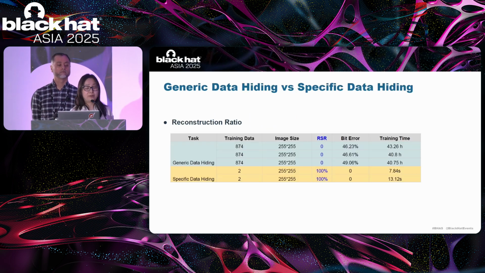Here are our evaluation results. We can see for the generic data hiding part, even if we train it for 40 hours, we still get 0 reconstruction success ratio. That means that we cannot get any decoded secret successfully. But on the other side, for the specific data hiding, we can finish within a few seconds and get 100% reconstruction success ratio. This means that the specific data hiding could be more practical and be used for attacks.